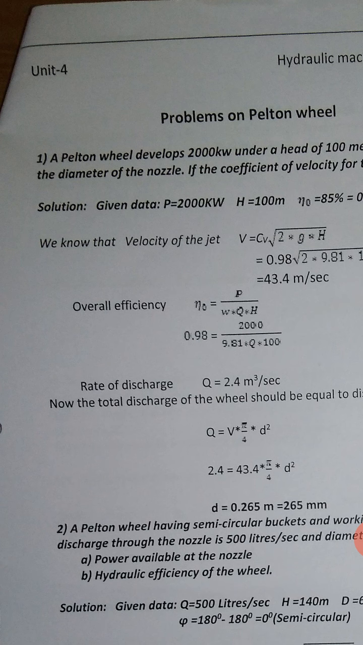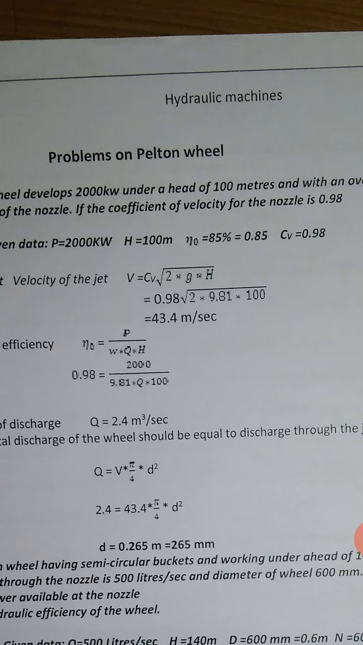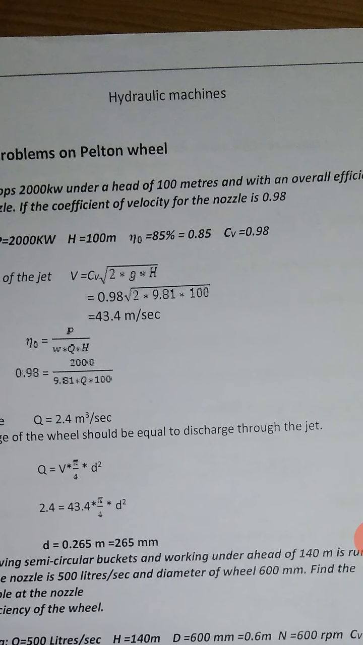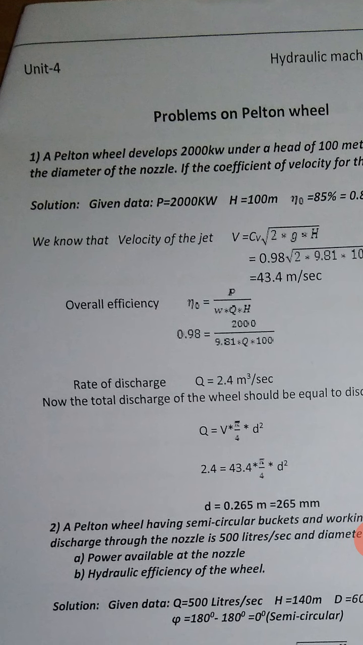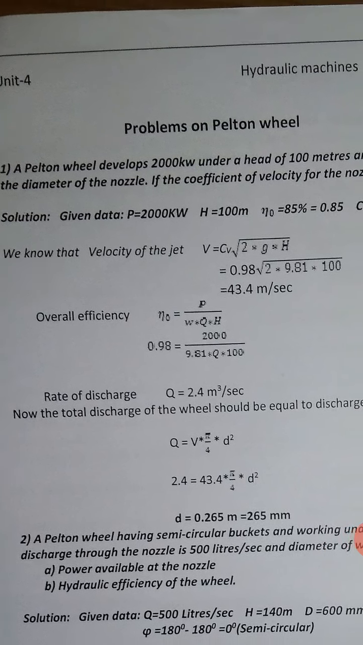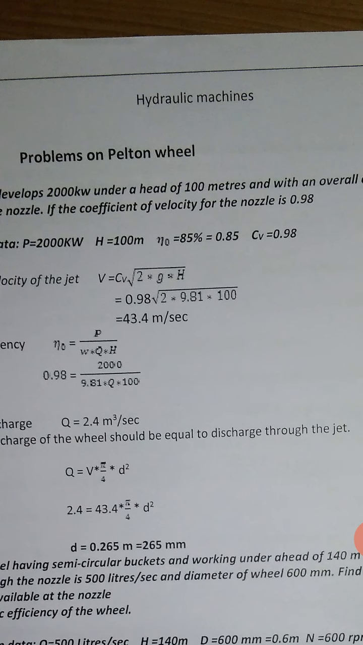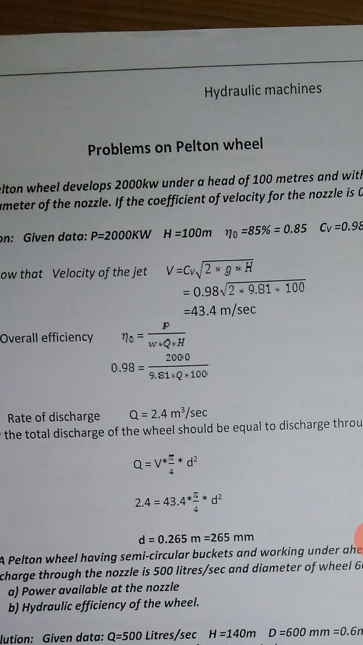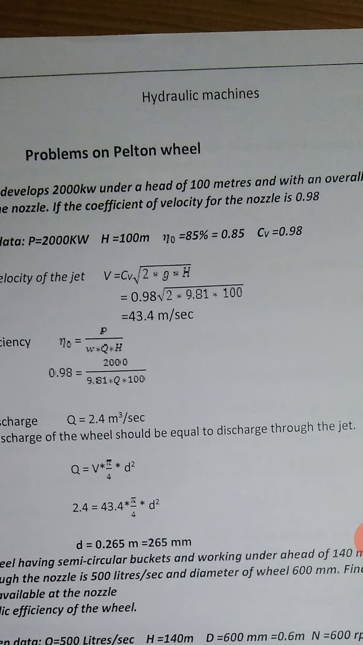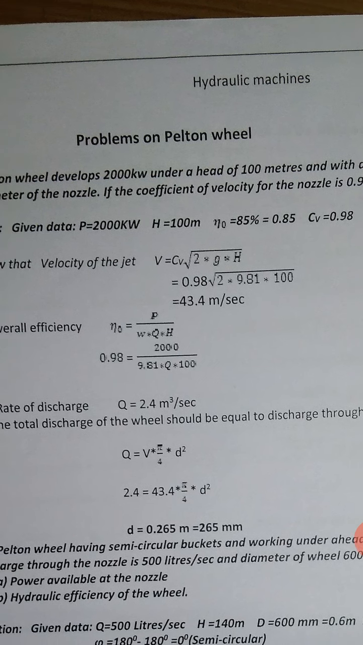A Pelton wheel develops 2000 kilowatts under a head of 100 meters and with an overall efficiency of 85%. Find the diameter of the nozzle if the coefficient of velocity for the nozzle is 0.98. The given data: power is 2000 kilowatts, H equals 100 meters, overall efficiency is 85%, and Cv equals 0.98.